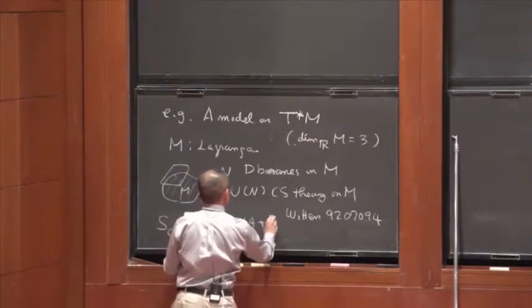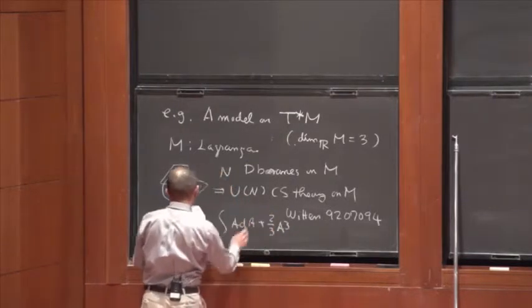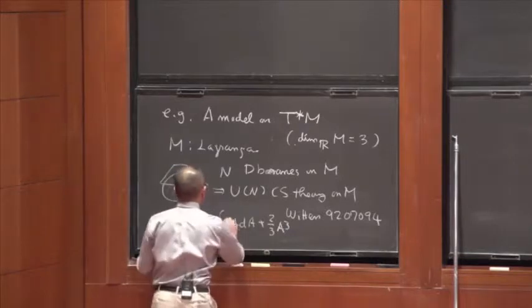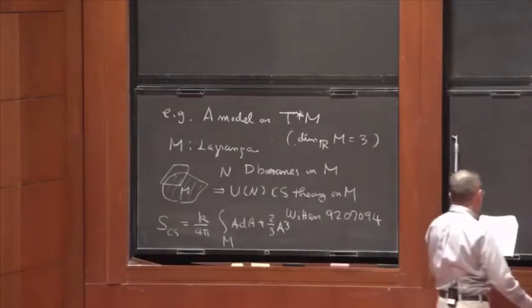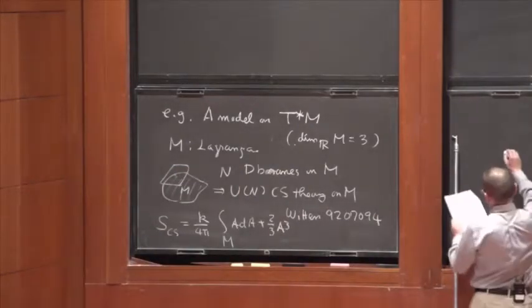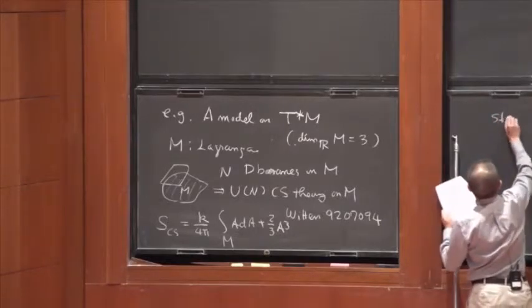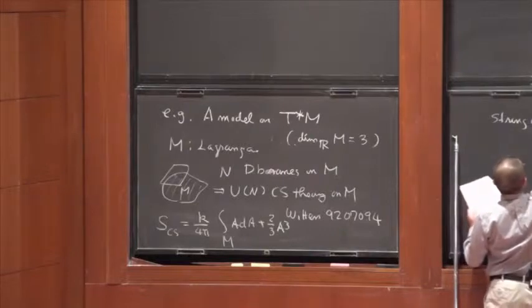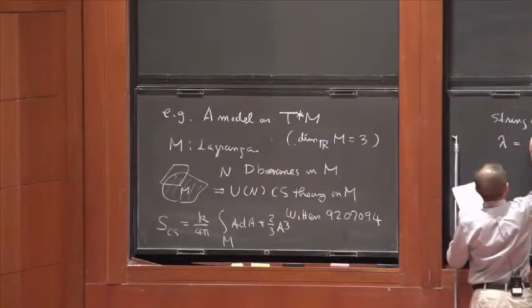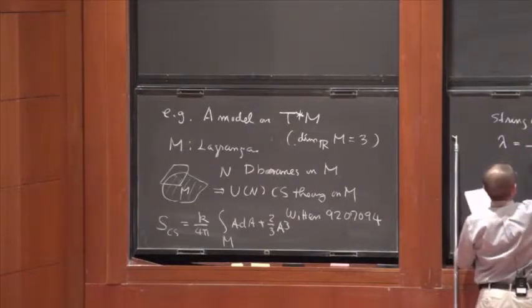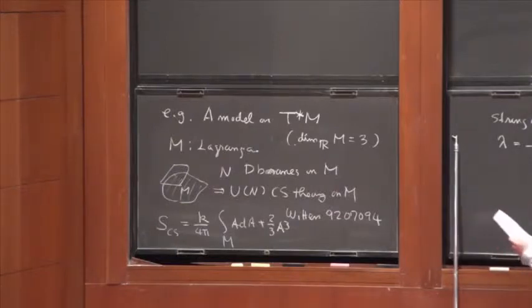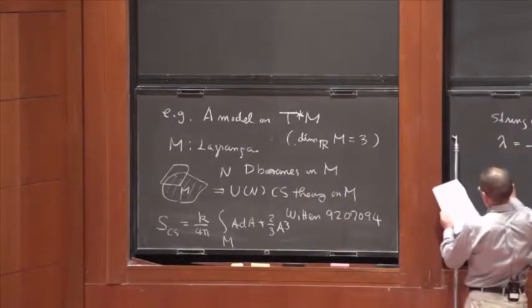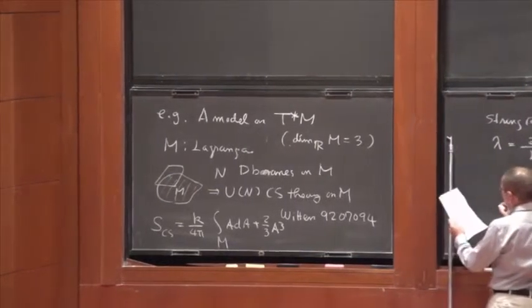A dA plus 2/3 A cubed. Okay, so I have to tell you that here the string coupling constant, which I'm going to denote by lambda, is given by 2 pi i over k plus n. So the string coupling constant is pure imaginary. Okay? So then also one should be able to expand.